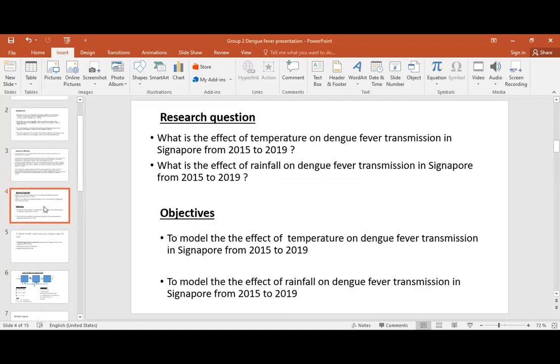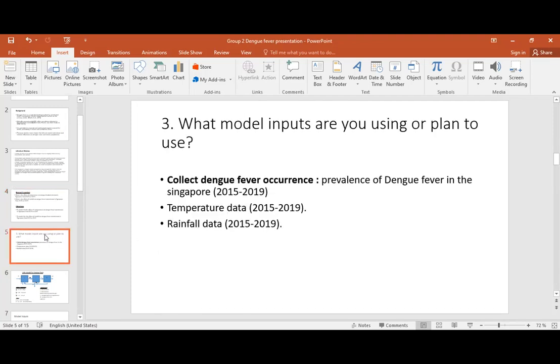Okay, so our research question is, what is the effect of temperature on dengue fever transmission in Singapore from 2015 to 2019? And what is the effect of rainfall on dengue fever transmission in Singapore from 2015 to 2019? Our objectives are to model the effect of temperature and rainfall on dengue fever transmission in Singapore from 2015 to 2019. And the data we used, we got temperature data and rainfall data. And then we got the prevalence of dengue fever in Singapore from 2015 to 2019.